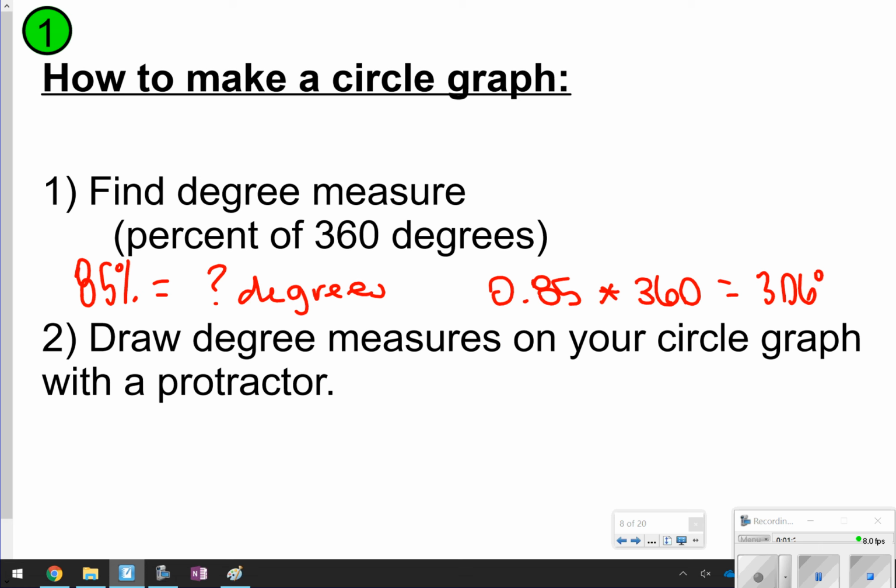Then once you have your degree measurements for all of your parts of the circle, you're going to draw the degree measurements on your circle graph with a protractor. Go ahead and take time now to pause the video if you haven't copied down these 2 steps yet, and once you're done, click play to see how it's done.